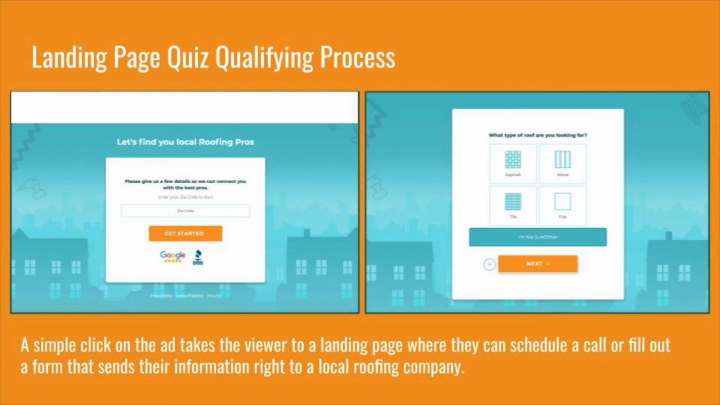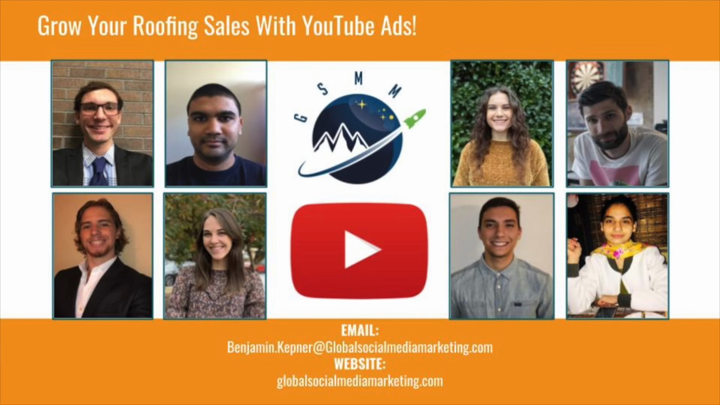And then they go through this roofing qualifying process, because in the roofing industry, it's more about the type of roof, because every roof is different for a house. So we walk them through that, but it's a very simple landing page. It just shows blue, those Google and BBB social proof certifications, their brand name, and that's it.